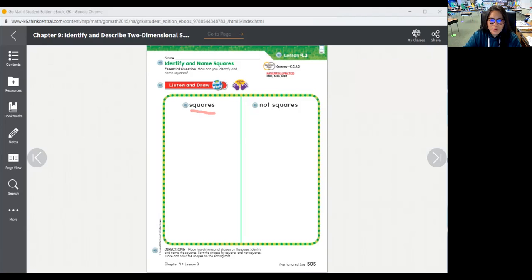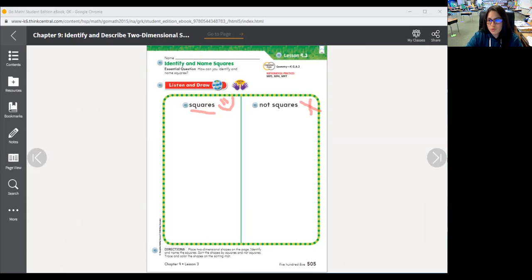Okay, on this side right here, we have a smiley face because this one is all the shapes that we are going to put squares in, okay? And these are not squares, okay? This is the column that is not squares. So we're going to go ahead and put some shapes in here, and I'm going to draw some shapes over here on the left-hand side, and you're going to be able to tell me if it's a square or not, okay?